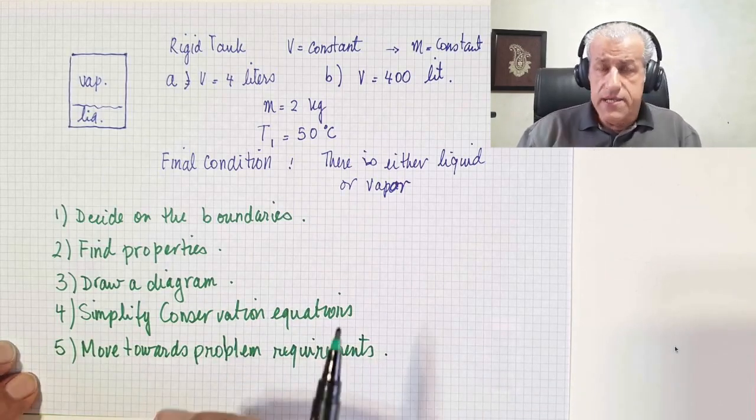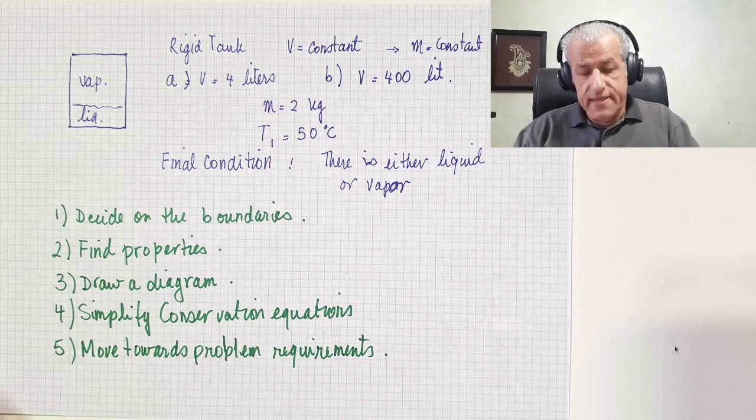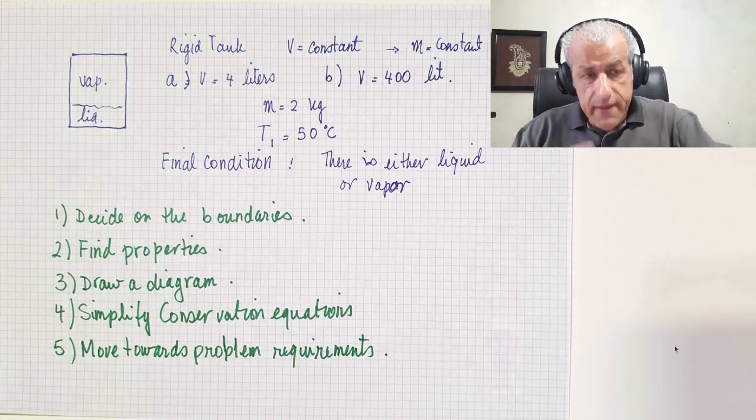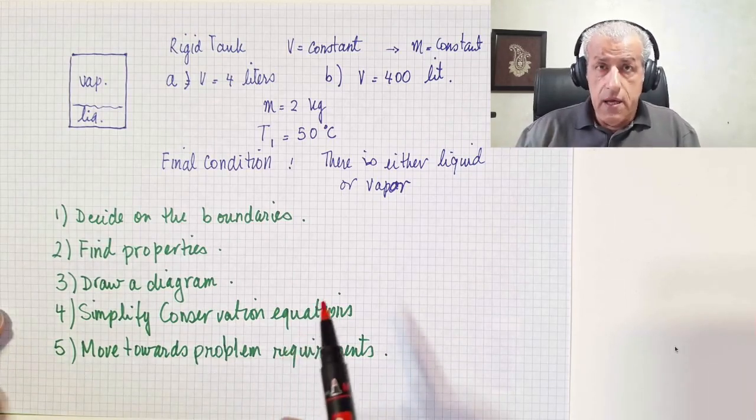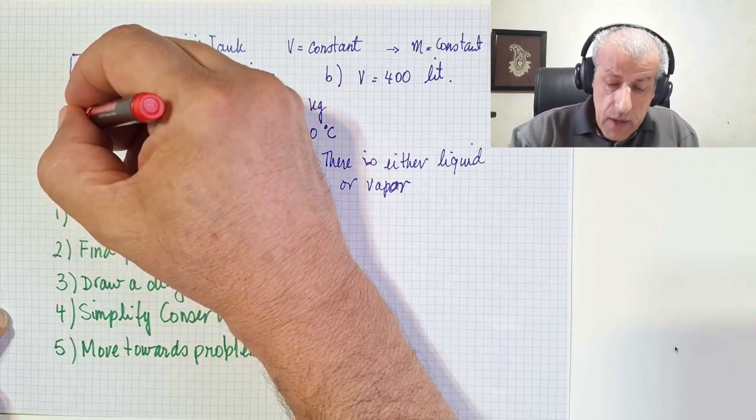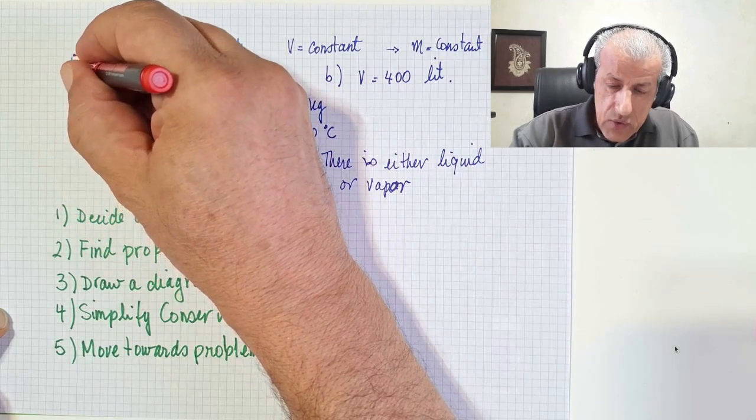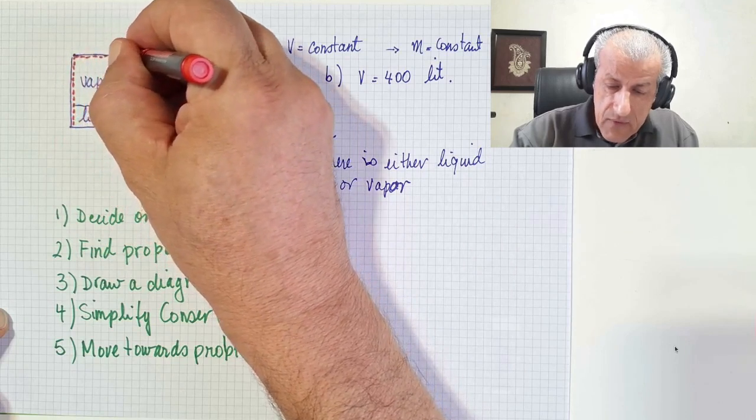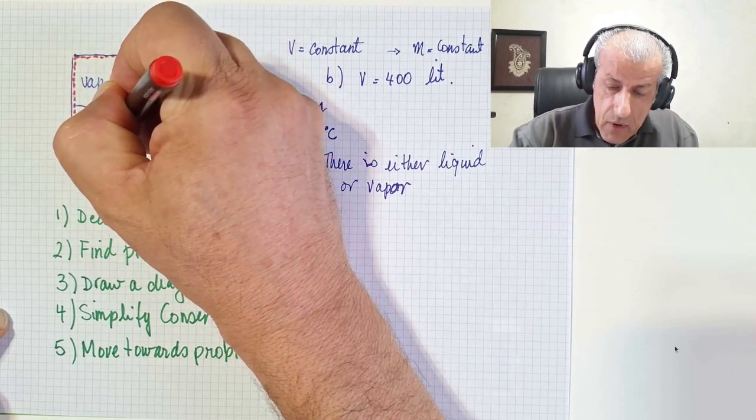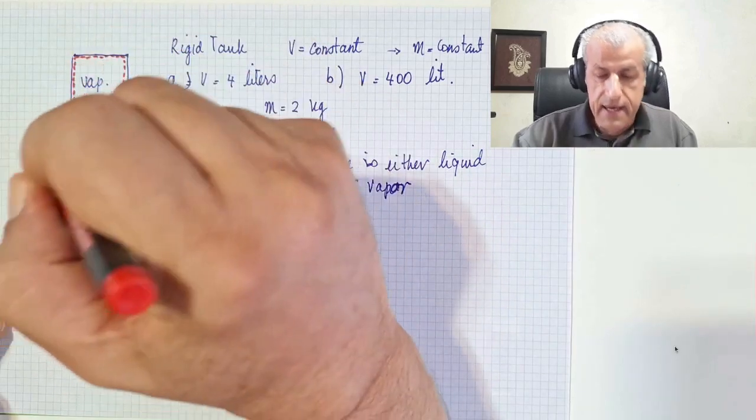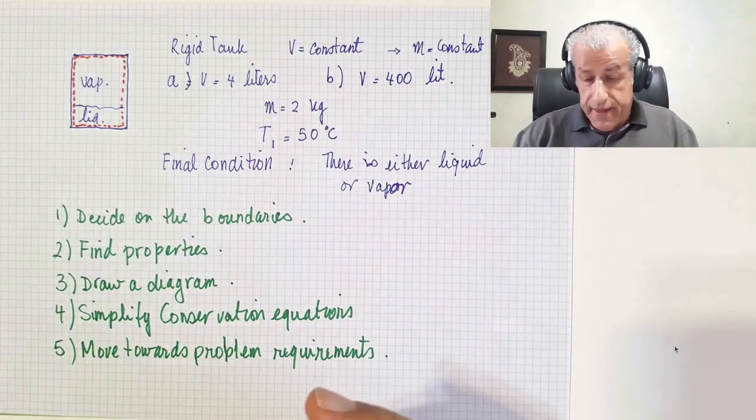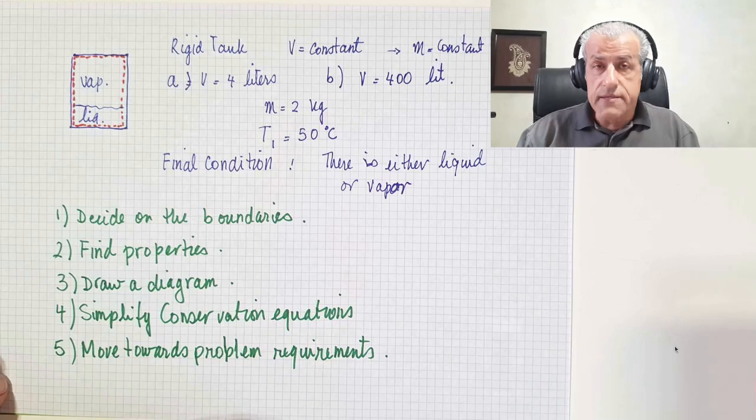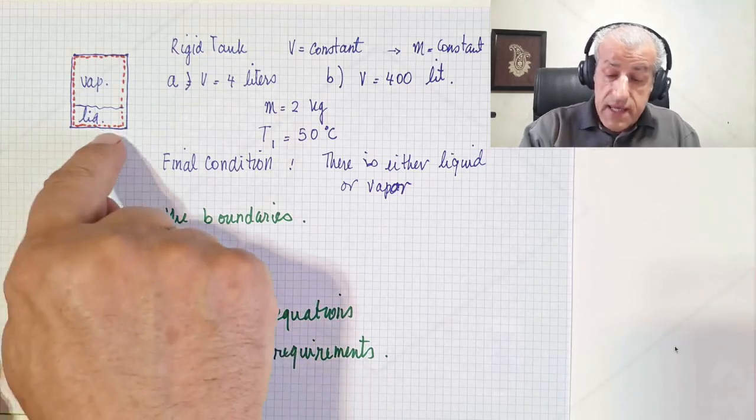And what I shall do is to follow these steps to solve this problem. And the first step is very, very simple. I have to decide on a control volume and control mass. And what I do is that I select whatever water, either vapor or liquid, that is inside this tank. And this is my boundary. Then I will do all the rest of the calculations for just this boundary and whatever there is inside this boundary.